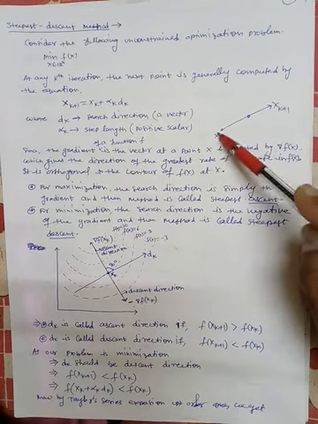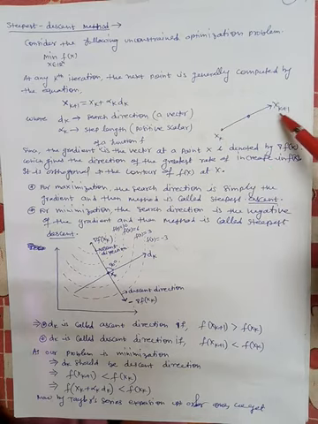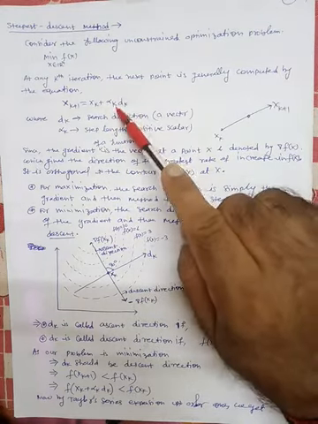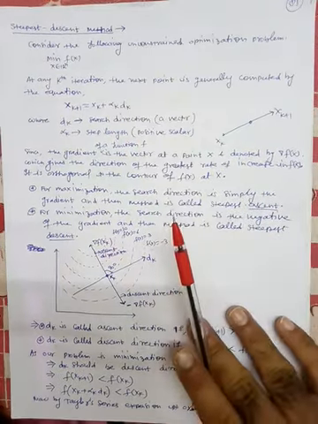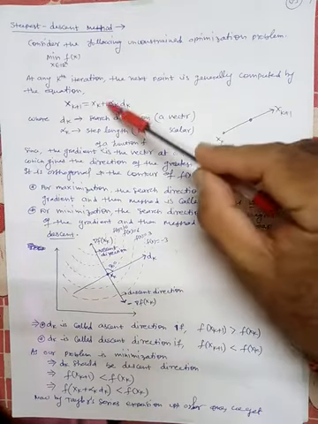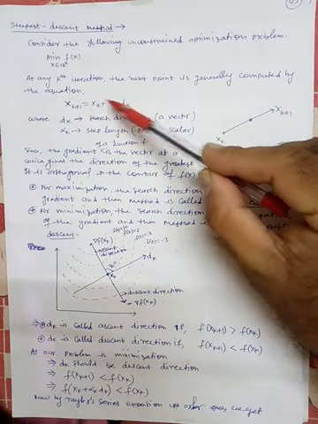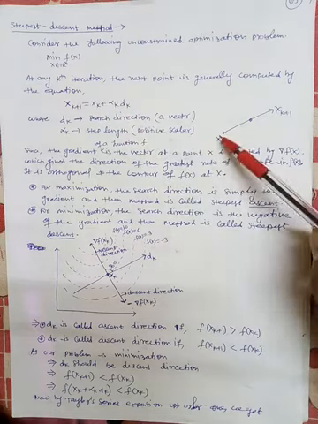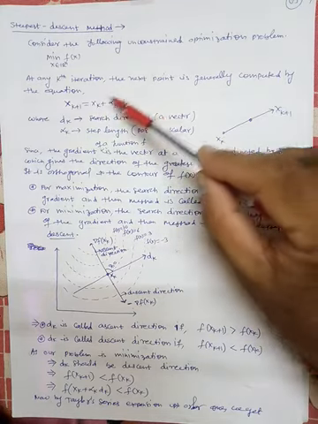This is the current point. The next point, xk plus 1, is calculated with the help of this equation: xk plus step size and direction. Okay, so now the problem is to find alpha k and dk, because the starting point xk is given to you. The aim is to find alpha k and dk.